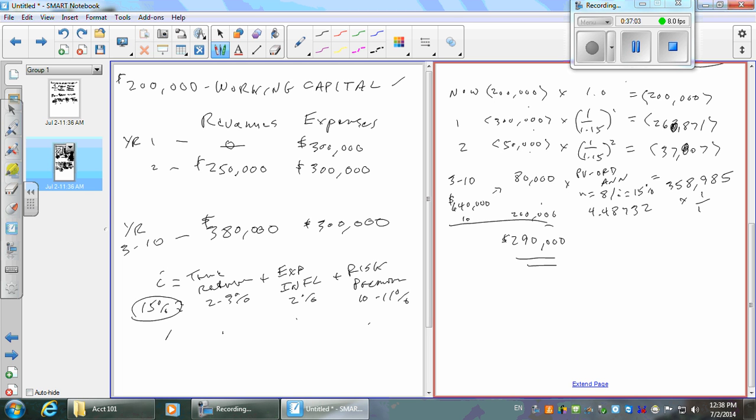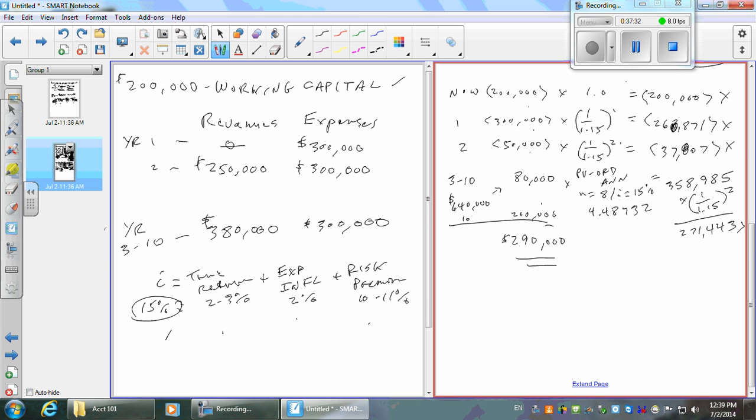2 years. 1 over 1.15, go look up the factor, right? For 2 periods, same as that, right? Okay, so what's 358,985 times 1 over 1.15 squared? 271,443. And we get clobbered on this deal, don't we? Okay, so we're going to have this one, this one, this one, that one, right?